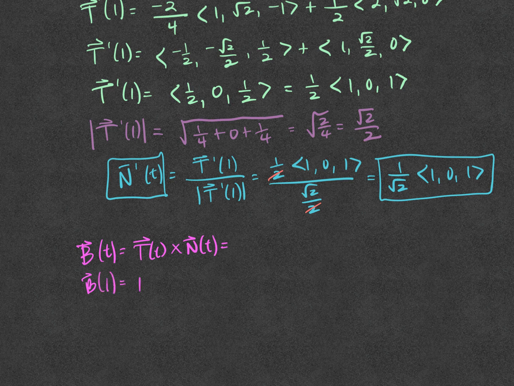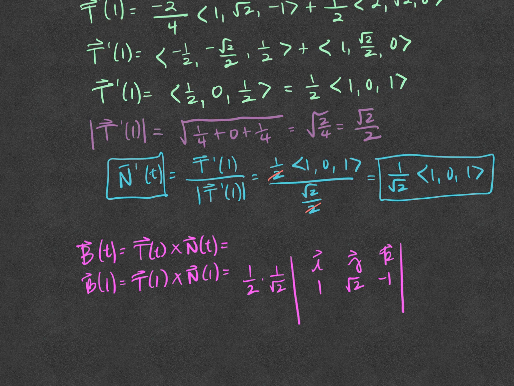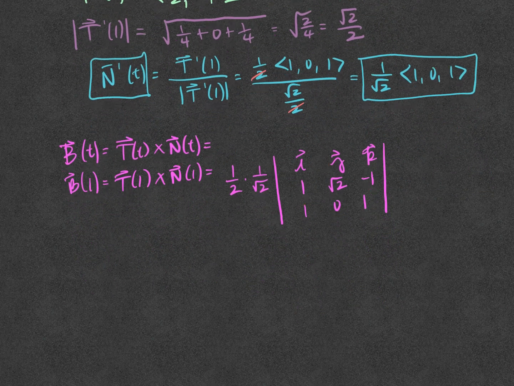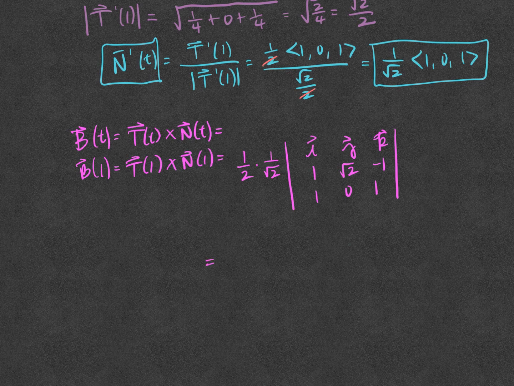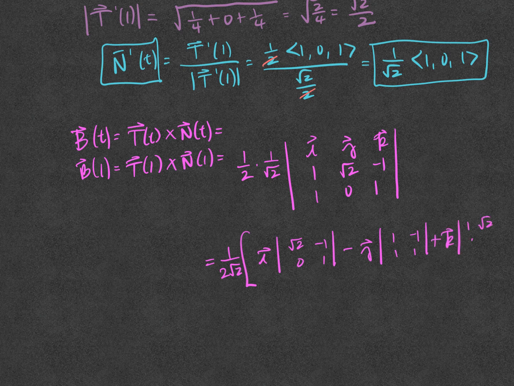So b of 1 is t of 1 cross n of 1. So remember, we just wrote down t of 1 is 1/2. I'm going to pull the 1/2 out here, the coefficient, and the coefficient of n. And then we can set up our matrix, i j k. And t of 1 is 1, square root of 2, negative 1. And n of 1 is 1, 0, 1. So we're going to have 1 over 2 square root of 2, and then we'll have everything else. And we're going to do i times the matrix square root of 2, negative 1, 0, 1, minus j times the matrix 1, negative 1, 1, 1, plus k times the matrix 1, square root of 2, 1, 0.